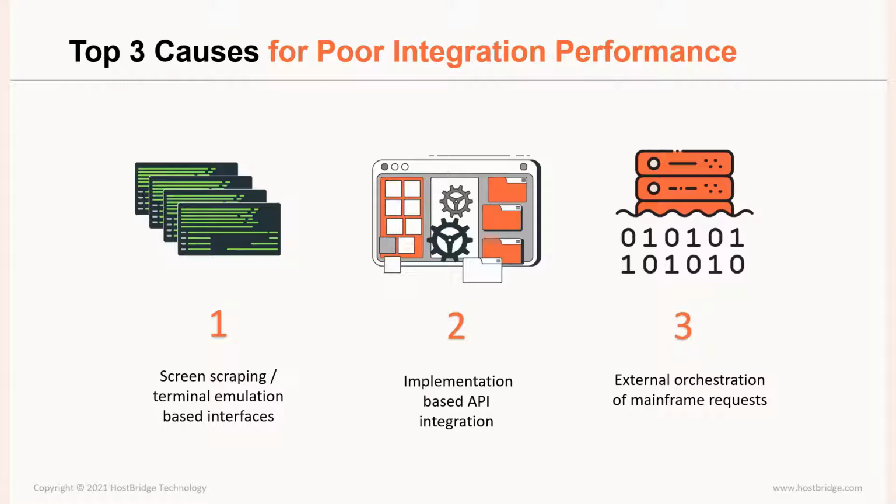It's the fact that they are using a platform off the mainframe that they consider to be their enterprise service bus, and they are sending in discrete HTTP requests to execute individual COMMAREA programs. And they are doing this using a very implementation-specific API. But it also exemplifies number 3, which is they're doing a lot of external orchestration of mainframe requests.